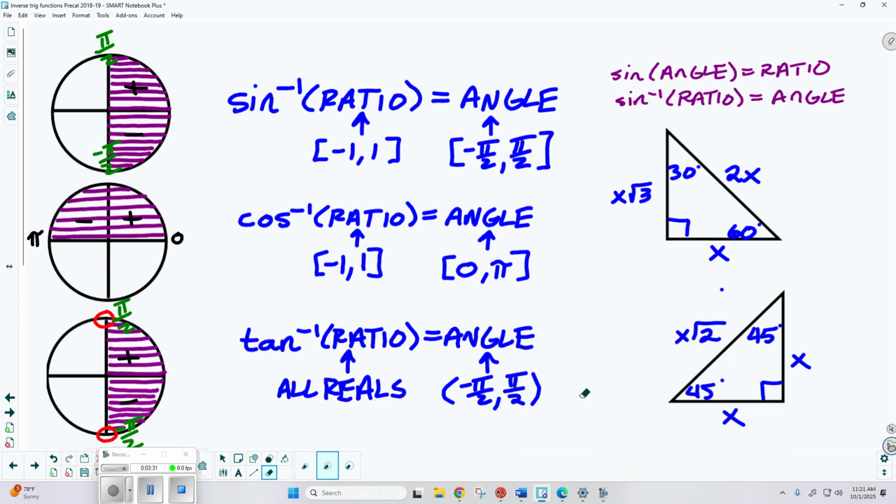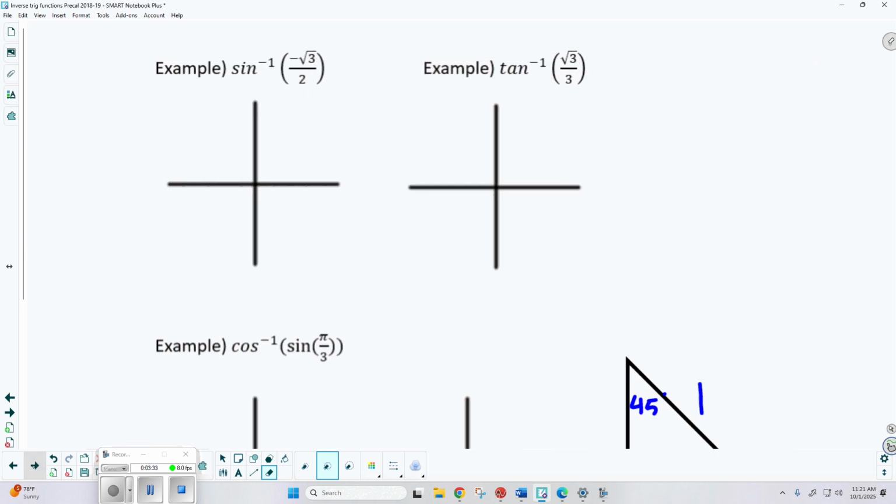Okay, so especially for those who weren't here yesterday, let's do a little bit of review. Let's lead up to what we're going to do today. This is one of the papers you picked up on the way in. We have sine inverse of negative root 3 over 2. Now, sine inverse can only be in what 2 quadrants? Okay, 1 and 4. So, Harrison, which one would this one be in?